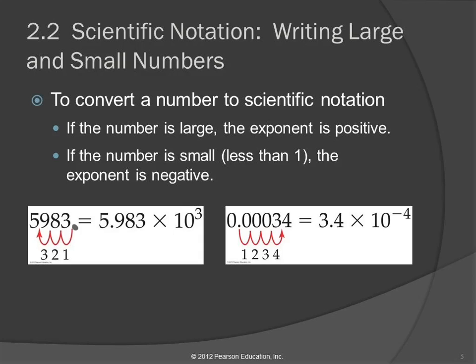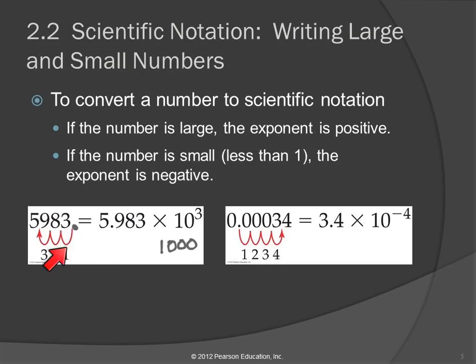Ten to the third is the same as what? 1,000, right? Do that on your calculator: 5.983 times 1,000. What do you get? You get this number back, right? 5,983.